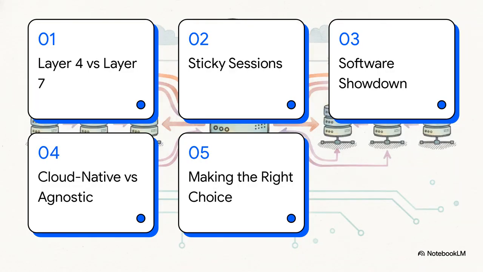Here's our roadmap for today. We'll start by zooming in on the micro level with Layer 4 versus Layer 7 routing. Then we'll tackle the sticky session dilemma. After that, we've got a software showdown: HAProxy, NGINX, or Envoy. Then we'll zoom all the way out to macro-level infrastructure with cloud-native versus cloud-agnostic setups. And finally, how to make the right choice for your stack. Let's get right into it.